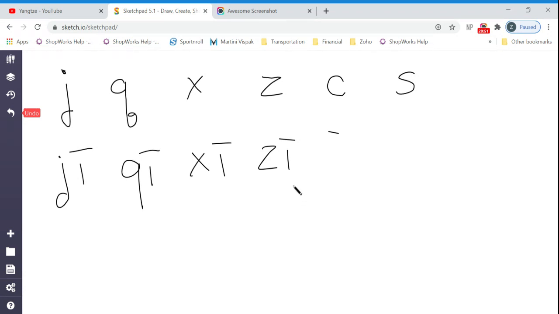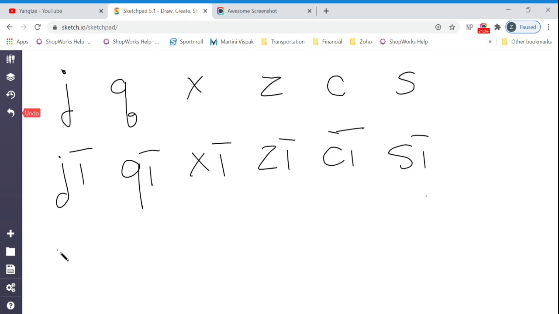It is z, c, s. You see what I mean? Don't pronounce the e too hard. Just keep the initial pronunciation longer. So all these, don't pronounce the e too much. Keep the initial pronunciation as it is. So again, ji, qi, xi, zi, ci, si.